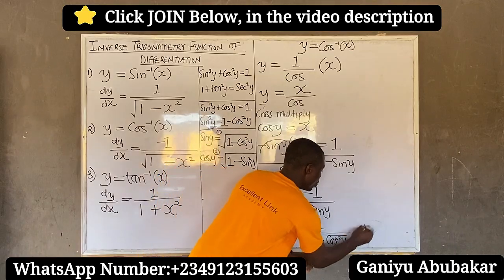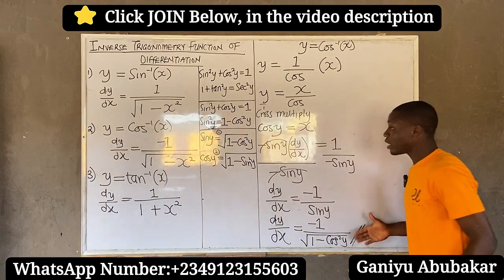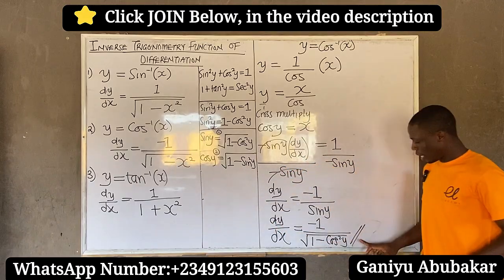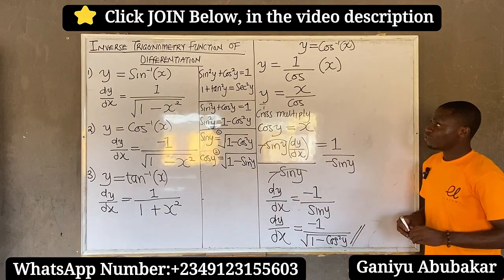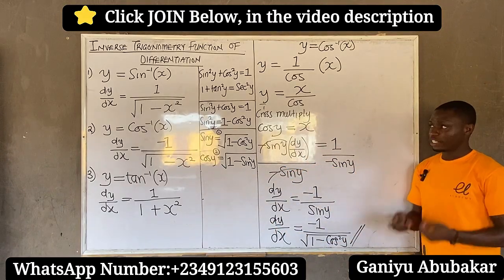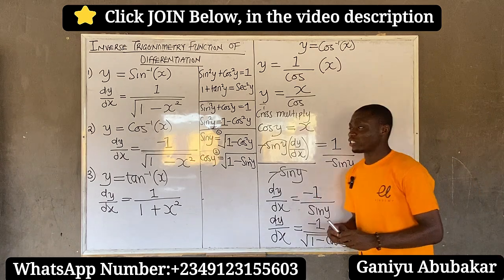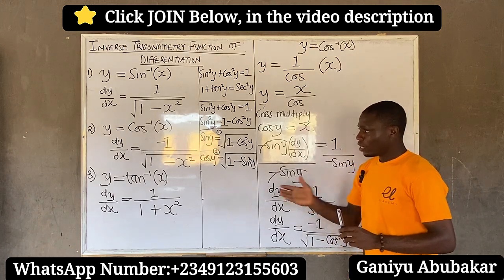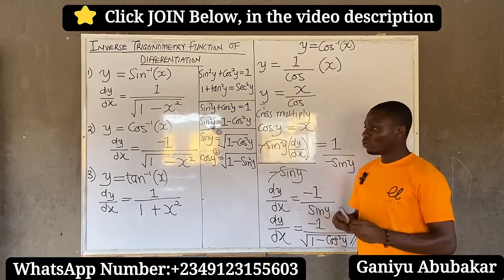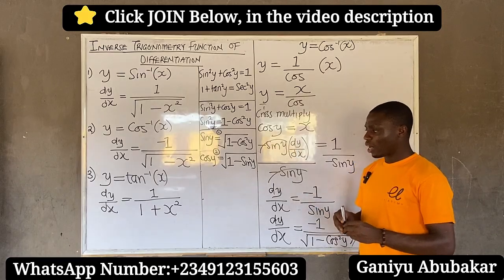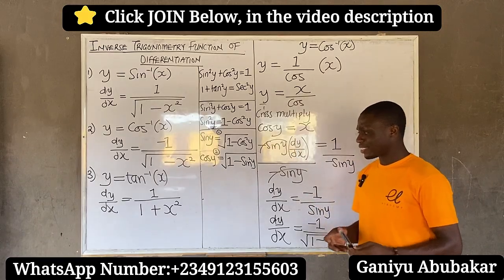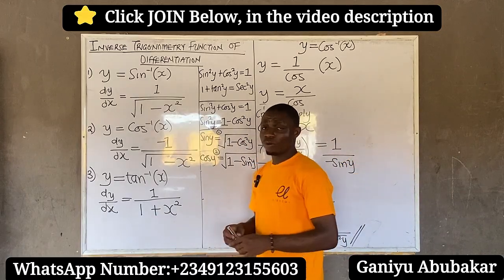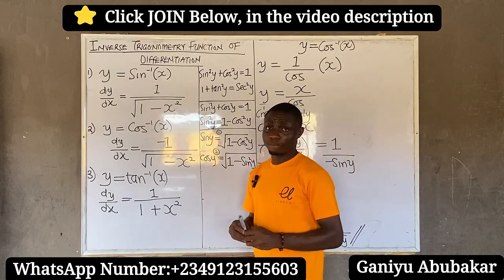This is how we prove this second expression under the concept of inverse trig function of differentiation. Let's do the last one and see how we got to 1 all over 1 plus x squared. So I want to ask, why is it having plus here? Why is it not having root? Let's see how we got to this concept.